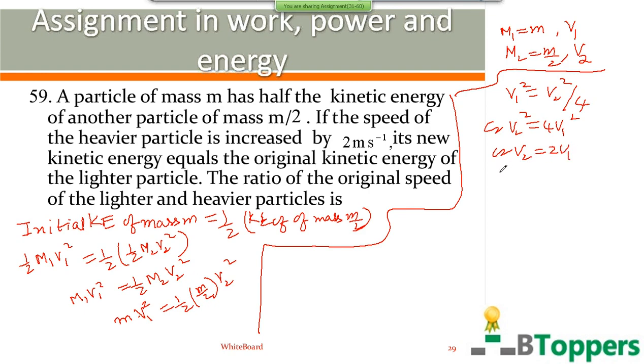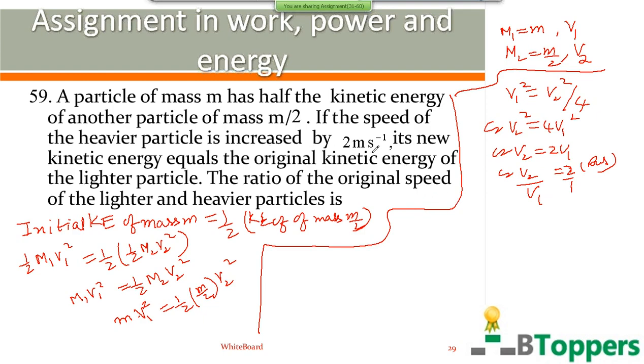So the ratio of the original speed of the lighter and heavier particles, the second particle is the lighter particle and the first particle is the heavier particle, will be 2 by 1. So 2 is to 1 will be the answer for the first part of the question, I mean for the 59th question. The next question, I mean 60, is also based on the same question. You are asked to find the original speed of the heavier particle.